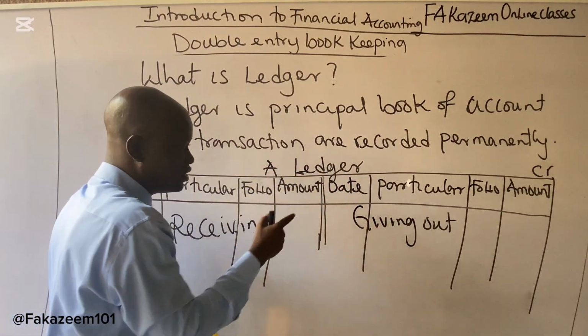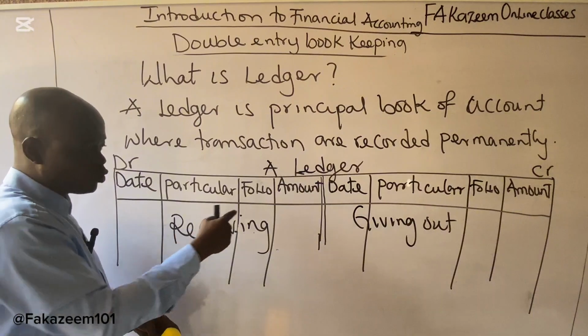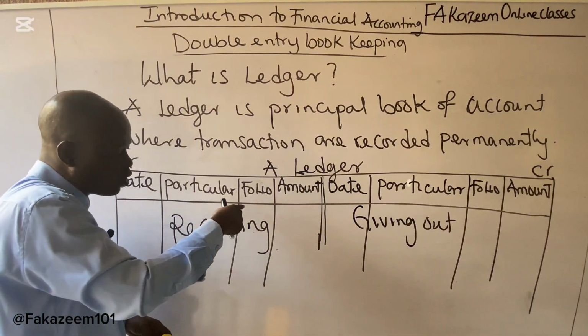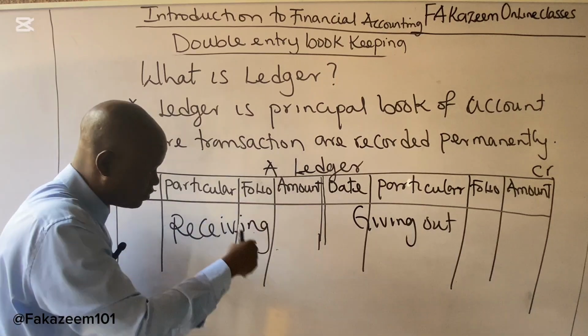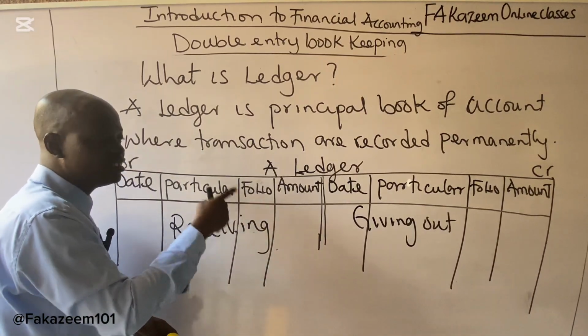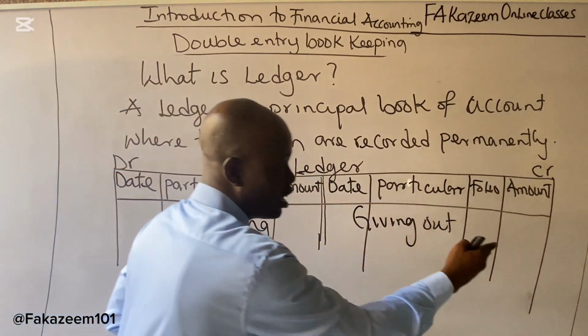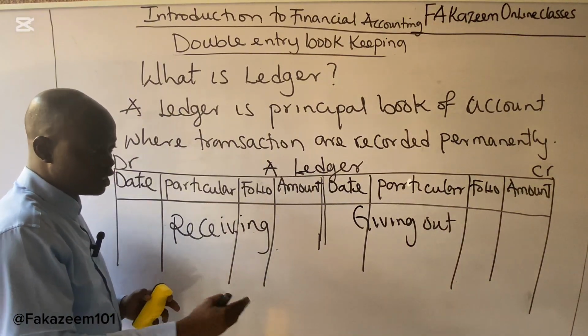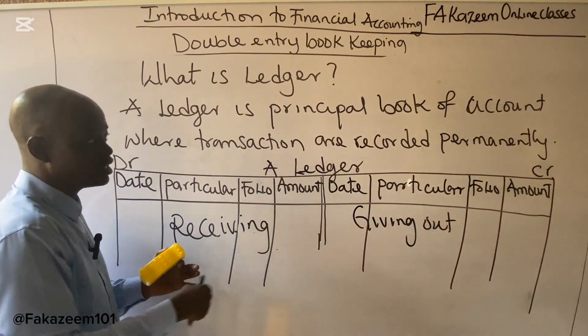It means if you have a ledger and we want to record for a customer, on the folio we are going to record the reference number on the receipt. This makes it differentiate the first customer from the second customer. And the amount of goods bought or sold is recorded under the amount.